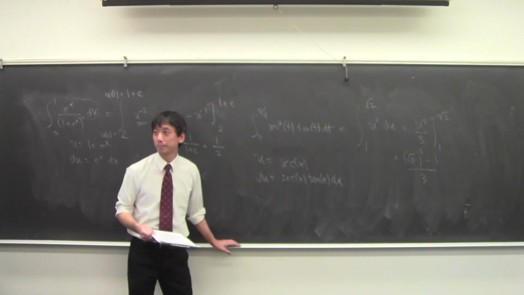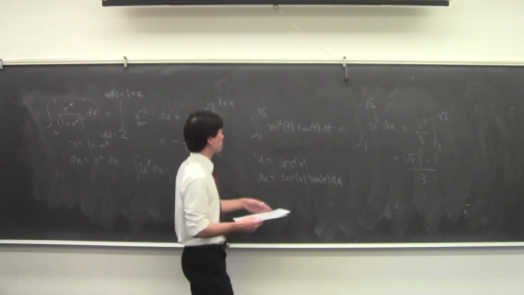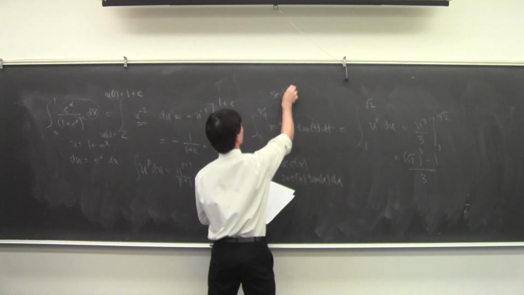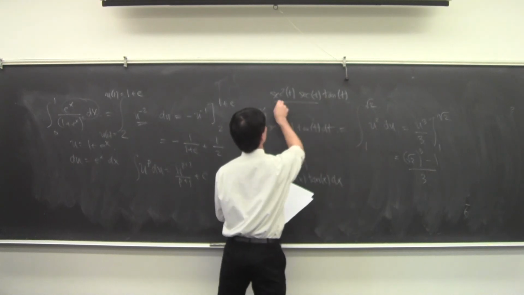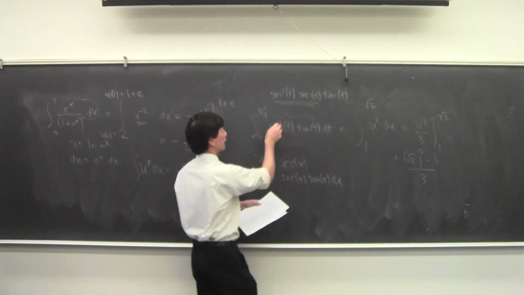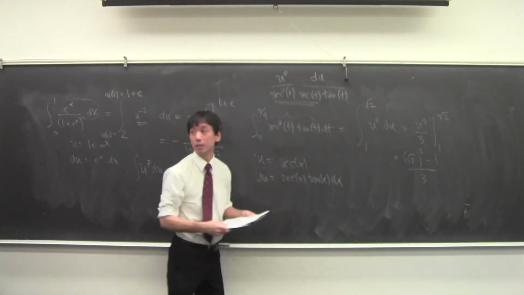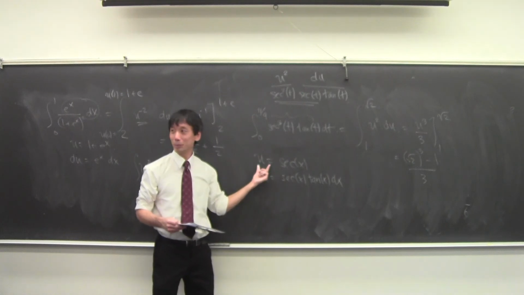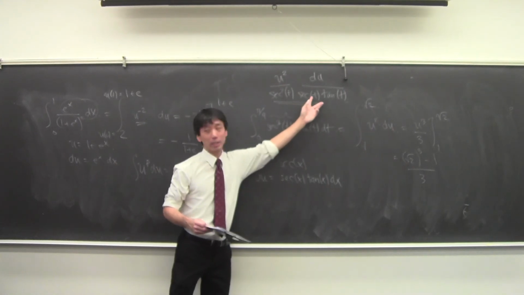How did you get u squared? Because this thing I'm going to rewrite as secant squared times secant tangent. I'm going to break my secant cubed into secant squared times secant tangent. So I get u squared du. Secant squared becomes the u. You're the one who chose u as your secant, right? So we get secant squared, and then we get du.